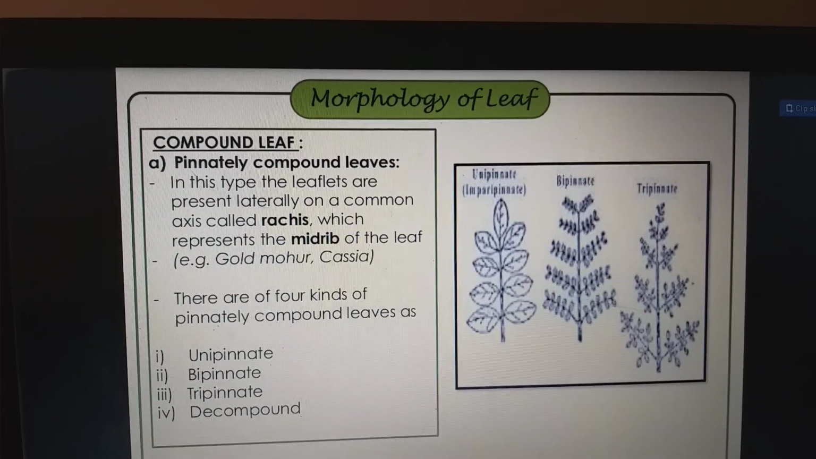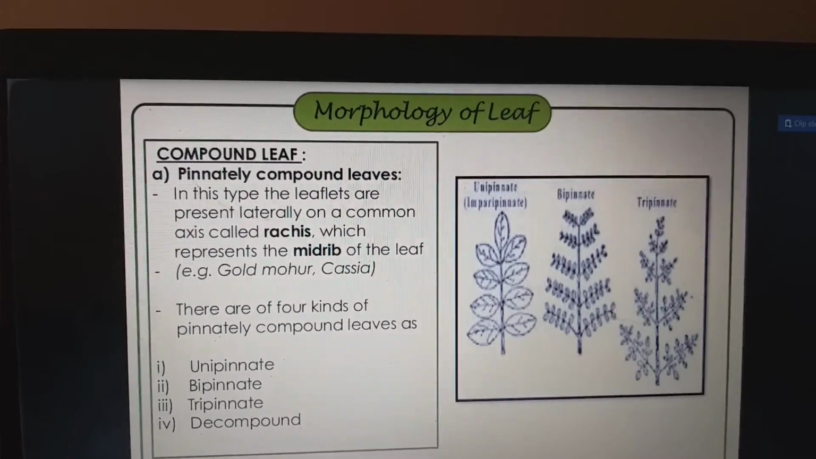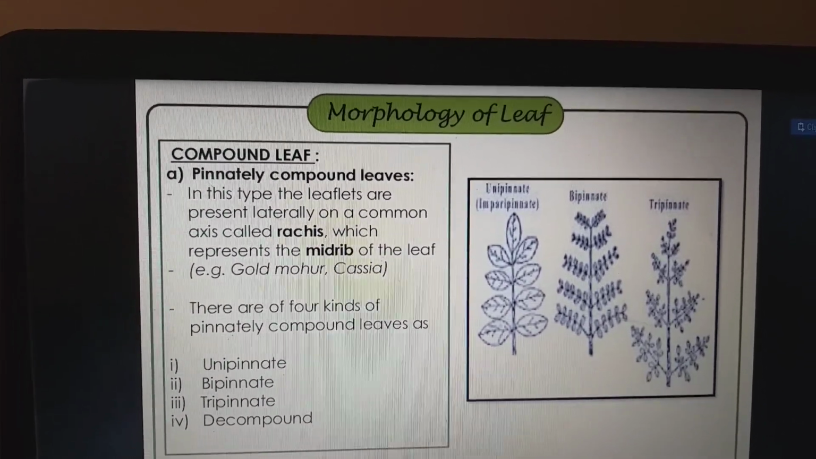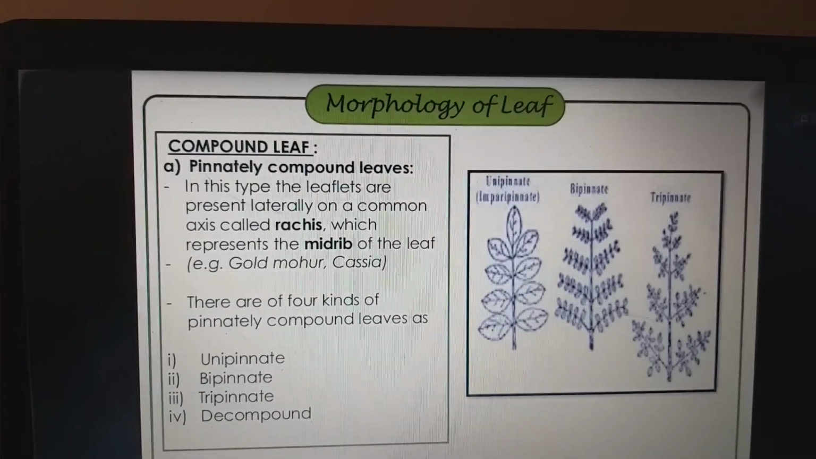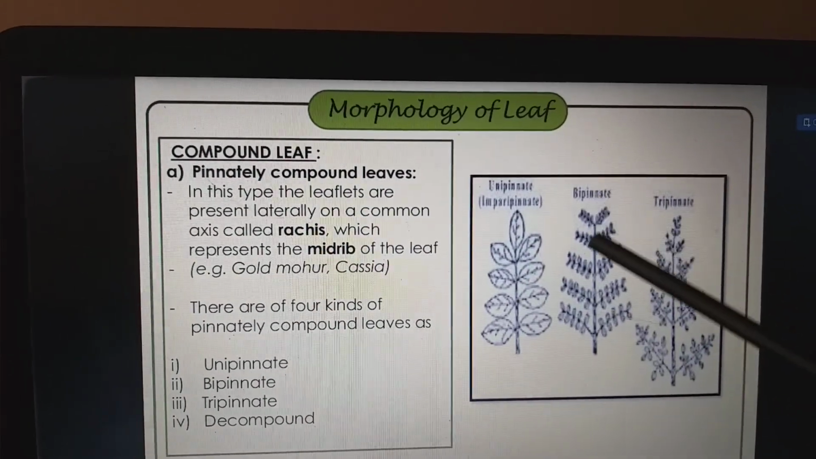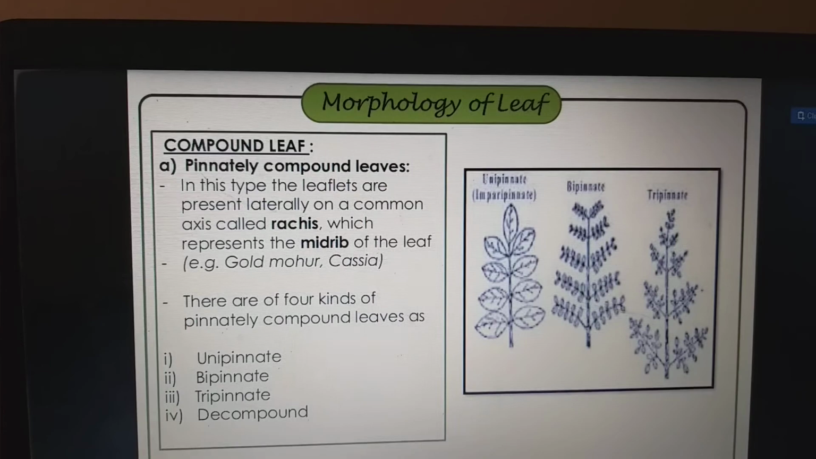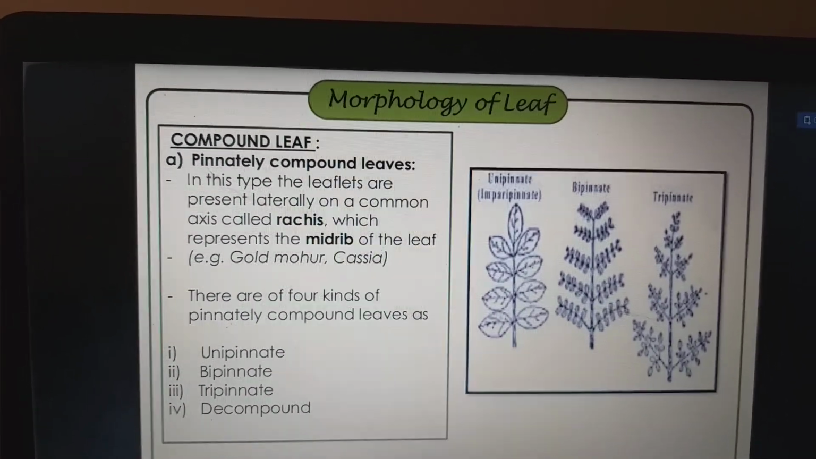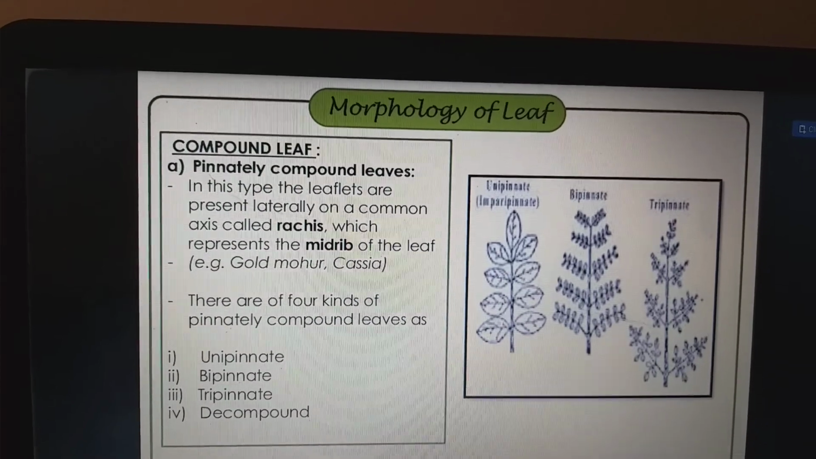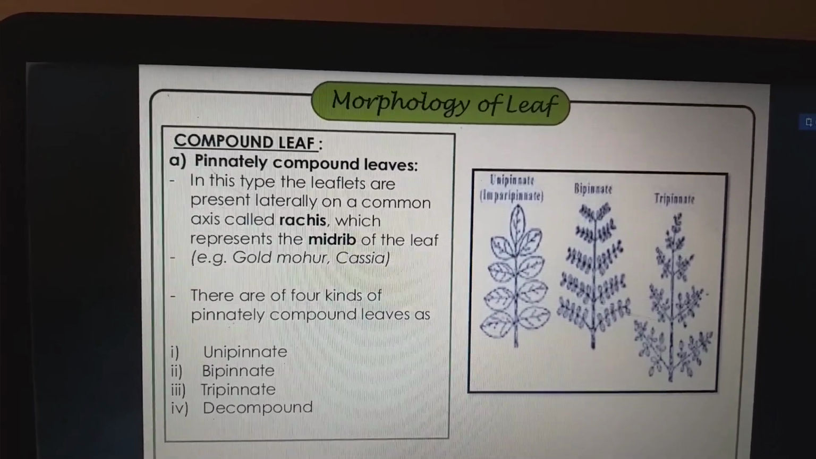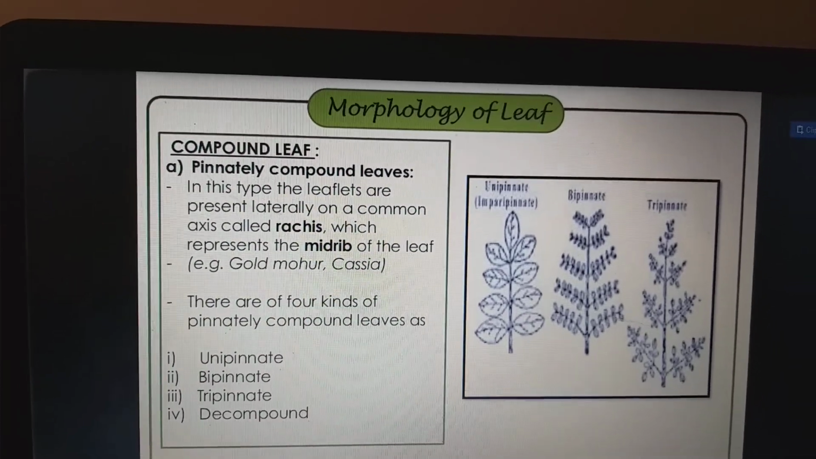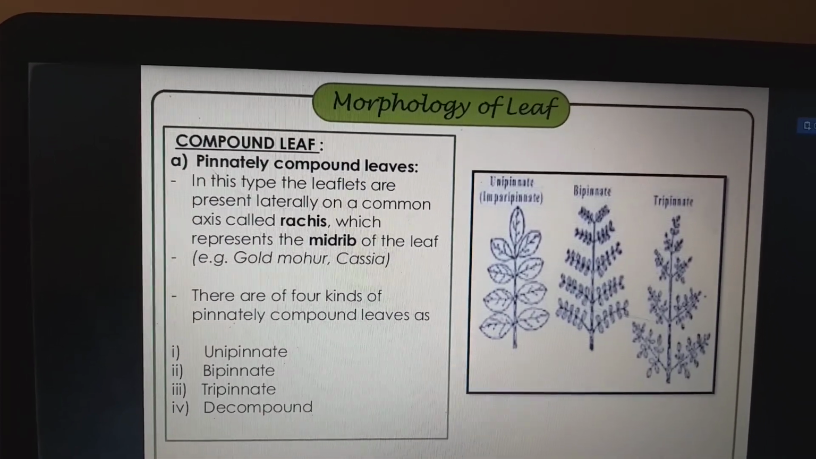Compound leaf, for example, pinnately compound leaf. In this type, leaflets are present laterally on a common axis, which we call the rachis. So this is the rachis, which represents the midrib of the leaf. For example, gold mohur and cassia. There are 4 different types of pinnate compound leaves: unipinnate, bipinnate, tripinnate and decompound.